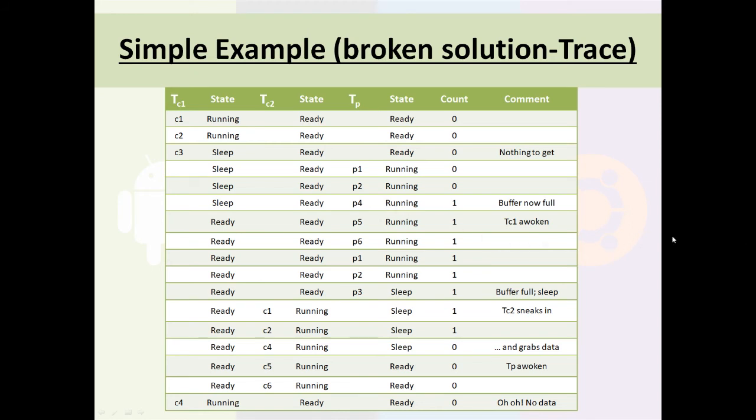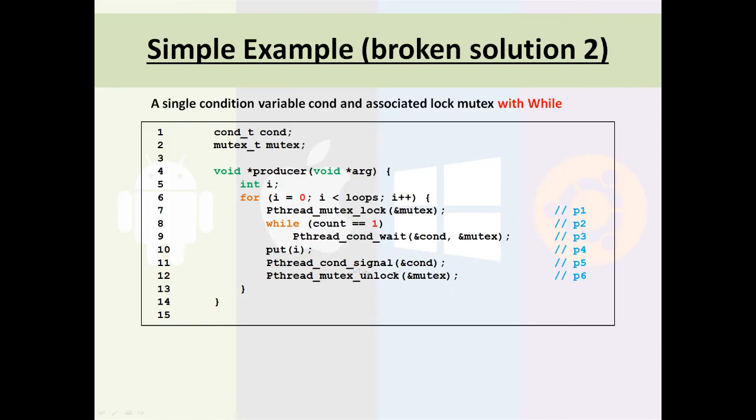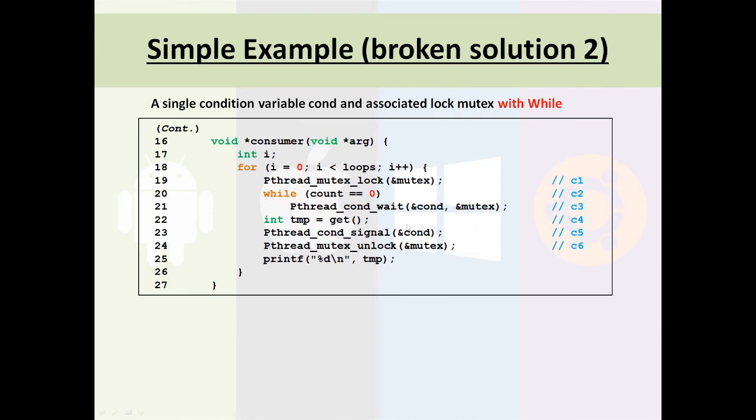Okay, but this is only the first problem of this code. First off, let's obviously fix this one, right? So instead of having that if statement here, we're going to change it to a while loop. So a single conditional variable and an associated lock with a while loop. This solves our first problem, but I'm also going to show you why there is still that second problem. So all that changes is our if changed to a while here. Same with our consumer, the if changed to a while.